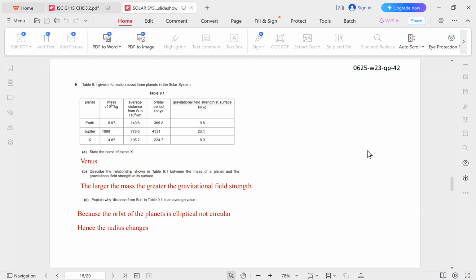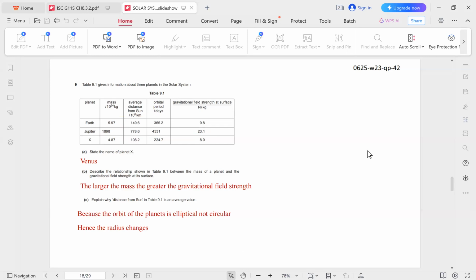Describe the relationship shown in the table between the mass of a planet and the gravitational field strength at the surface. Maybe you know this in advance, maybe you don't, but either way, you can just observe that we have 3 masses here. Jupiter is much larger, of course, than the rest, and it has a much stronger gravitational field strength. And Earth is the second largest, and it has the second strongest value for gravitational field strength. So we can just observe that the greater the mass, the greater the gravitational field strength.